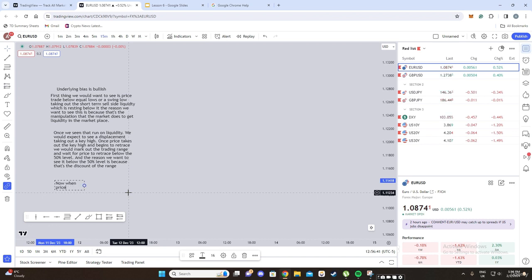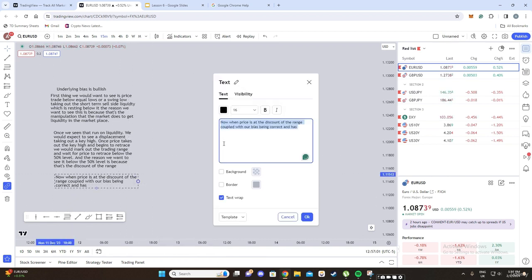Now when price is at the discount of the range, coupled with our bias being correct, and has extra confluence, due to order block, breaker block, or a gap, fair value gap, then we would enter long, keeping our stop loss below that range low.